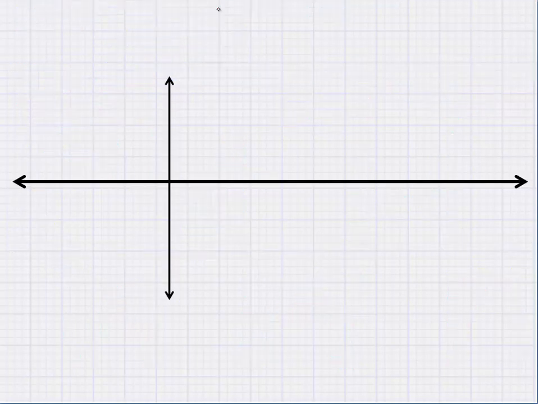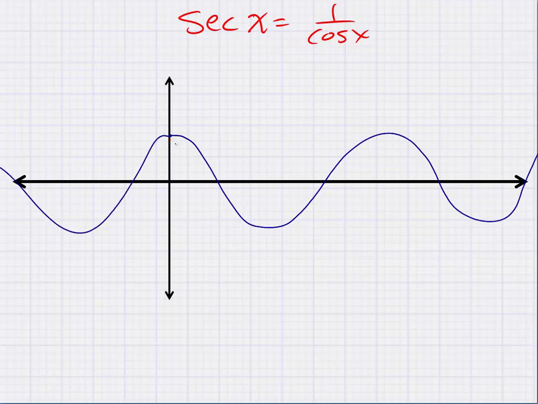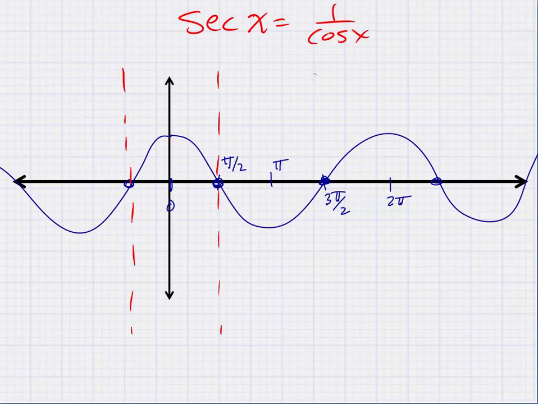We do the same thing for secant. Secant x equals 1 over cosine x. Cosine looks like this. Here's 0, here's pi halves, here's pi, here's 3 pi halves, here's 2 pi, etc. My x-intercepts are here, here, here, here, and so on. Where those x-intercepts are going to be my vertical asymptotes for my secant graph.